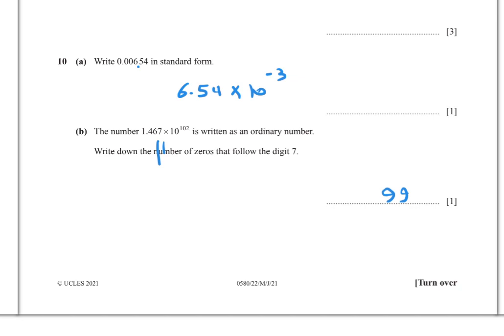So again, this number can be written as 1467 when we multiply this number by 1000. So we need to divide this number by 1000. To divide this number by 1000, this means decrease the power by 3. So times 10 power 99. So now we have 99 zeros because this whole number.